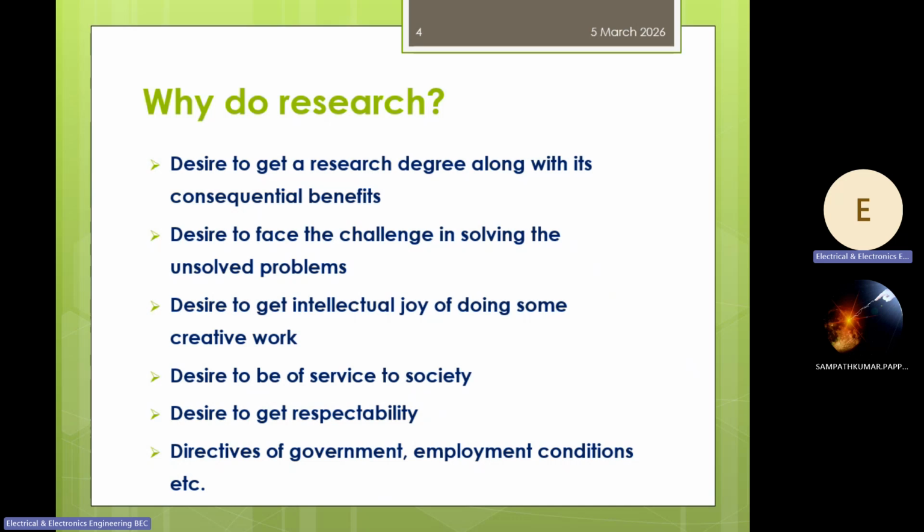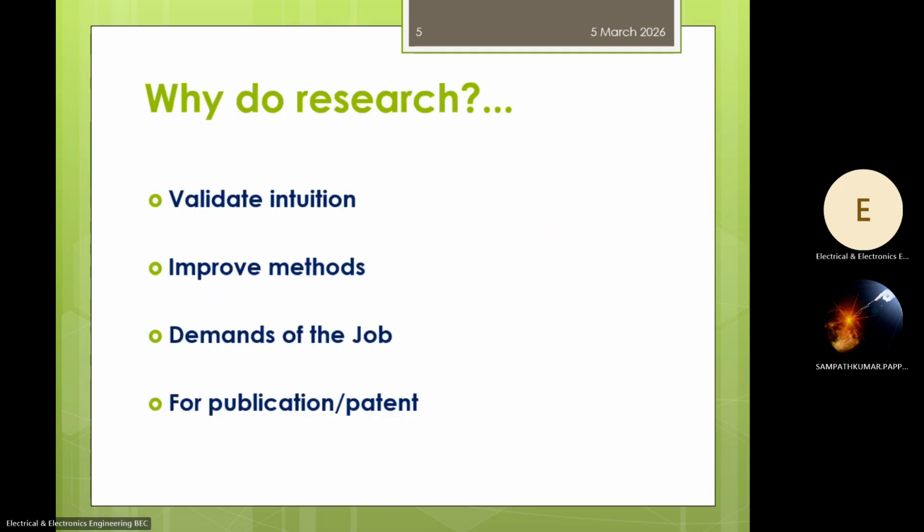To get a degree, that means you can upgrade yourself. To face the challenge in solving the unsolved problems, and intellectual joy of doing some creative work. Desire to be of service to the society, and to get respectability and directives of the government, employing conditions, etc. And validate institution, improve methods, demand of the jobs, and for publication or patent. These are the general things, right?